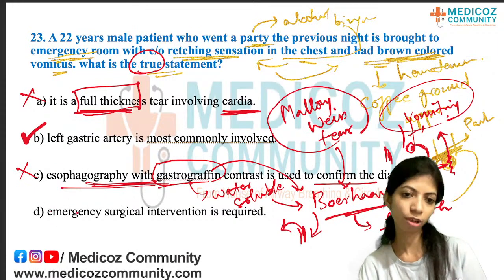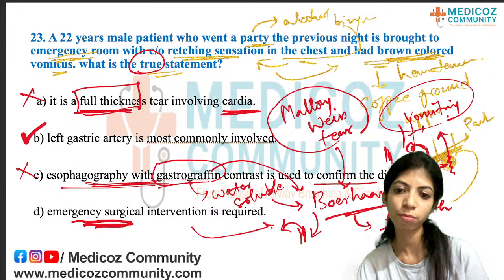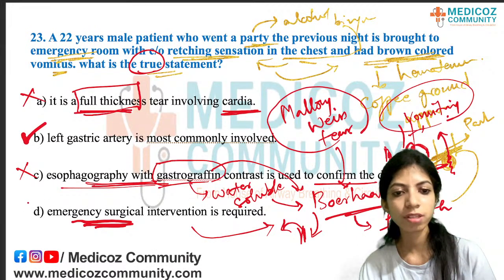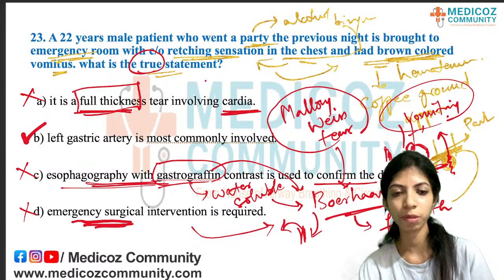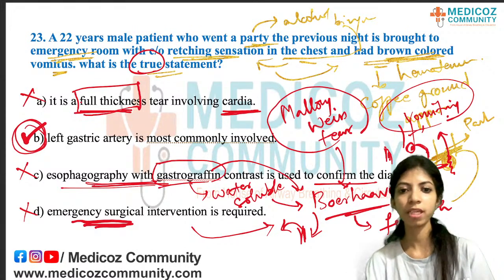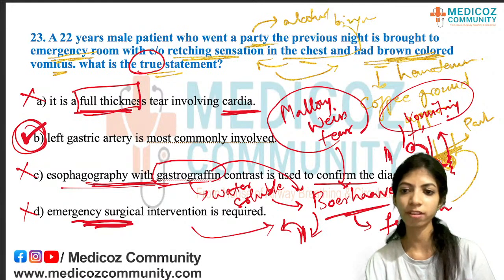So what is the final option? Emergency surgical intervention is required. Emergency surgical intervention is required for Boerhaave because it is a perforating condition. So this is also a wrong option. Mallory-Weiss tear can be managed just conservatively, with rest and PPIs. So what is our answer? Answer is option B, left gastric artery is more commonly involved as it supplies along the lesser curvature.